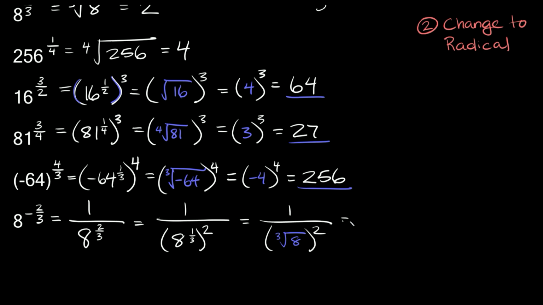Okay, so then if we simplify this, we're going to have 1 over the cube root of 8, that's equal to 2. So this is going to be equal to 2 inside, and it's still raised to that 2nd power. So 2 squared is equal to 4, right? So then this whole problem is equal to simply 1 over 4.